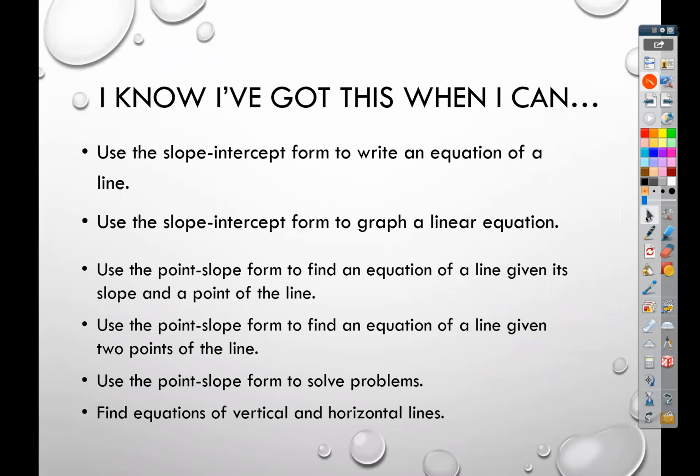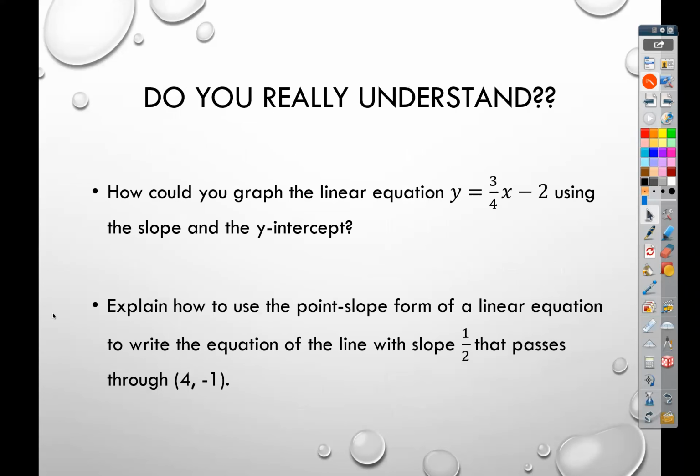So I know I've got this when I can use slope-intercept form to write an equation of a line, use the slope-intercept form to graph a linear equation, use point-slope form to find an equation of a line given its slope and a point of a line, use the point-slope form to find an equation of a line given 2 points of a line, use the point-slope form to solve problems and find equations of vertical and horizontal lines.